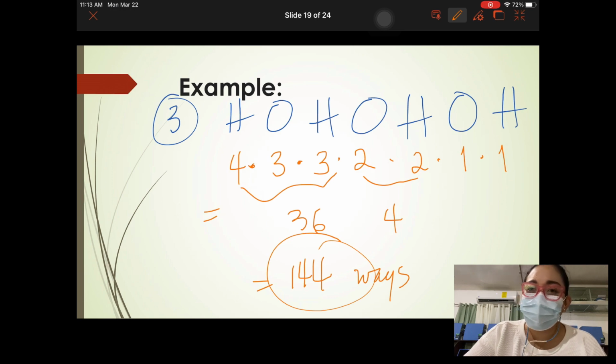So ganun po ang permutation. We have a certain set of rules and conditions that we have to follow na nagpapabago dun sa number of ways that we get the answer. Okay?